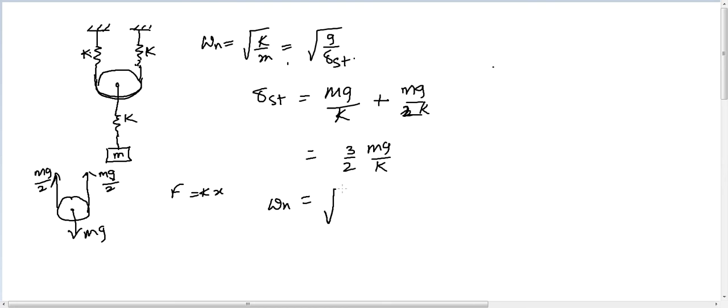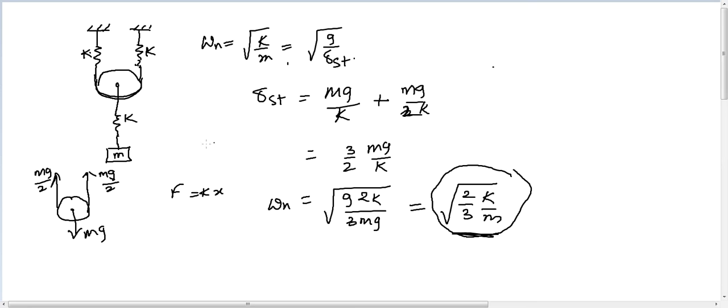And omega n is equal to square root of g by delta static, which is nothing but, we will get 2K by 3mg. This is nothing but square root of 2 by 3 into K by m. This is the natural frequency of the system. This is the frequency with which it will vibrate upon disturbing this mass.